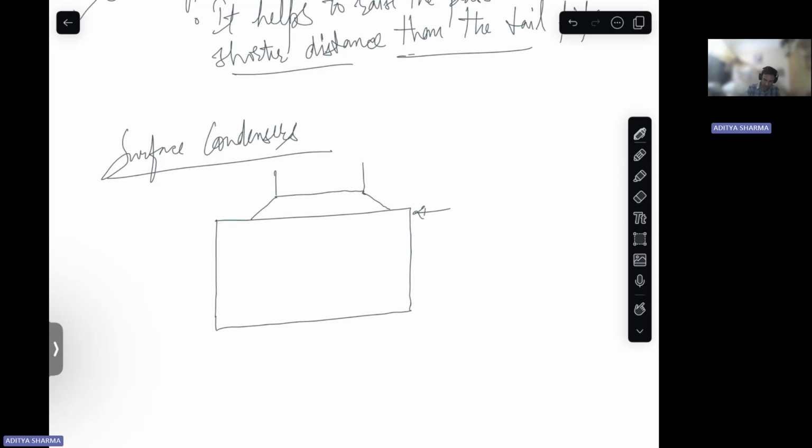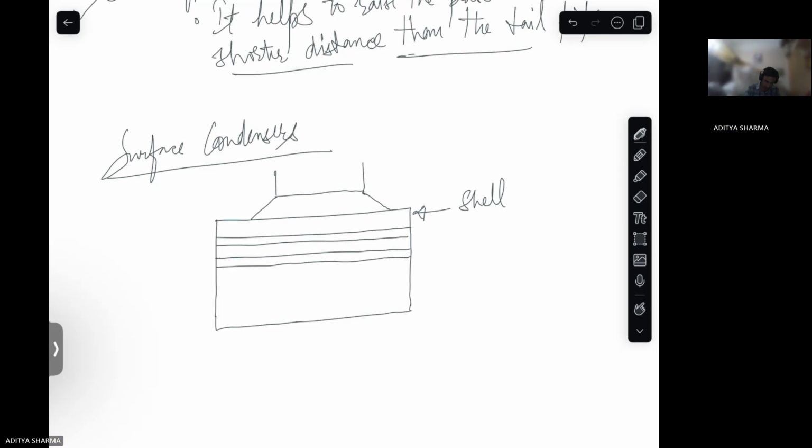So this is basically a shell. Then you have tubes. And in these tubes, your cooling water will move. That will help to condense your steam. So this is your water box. Here is your other water box.